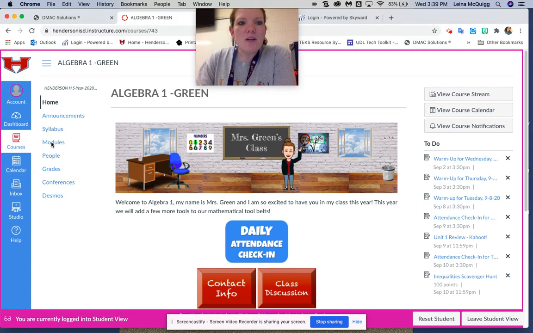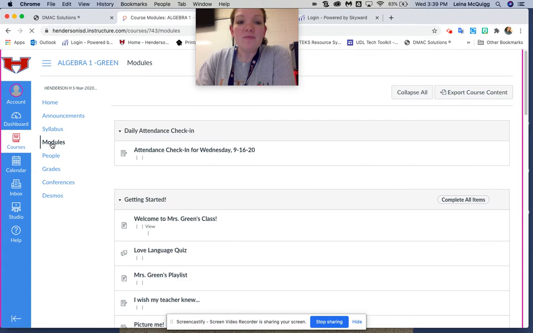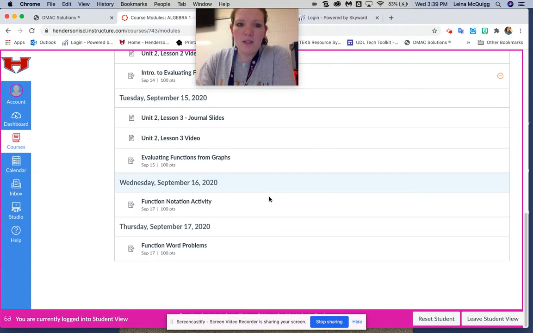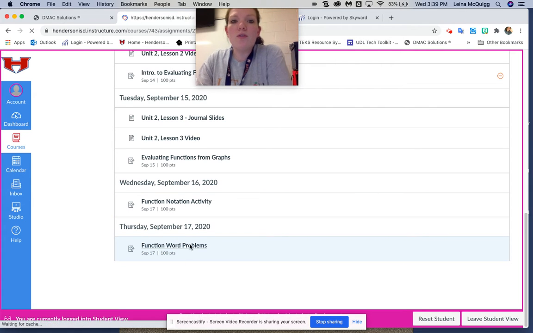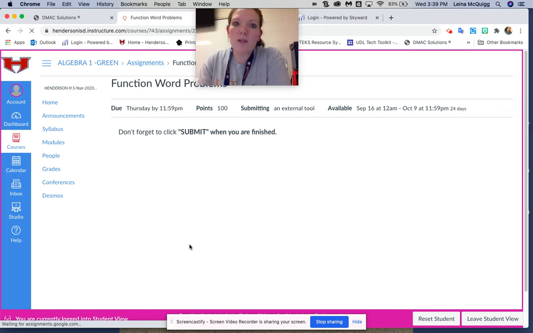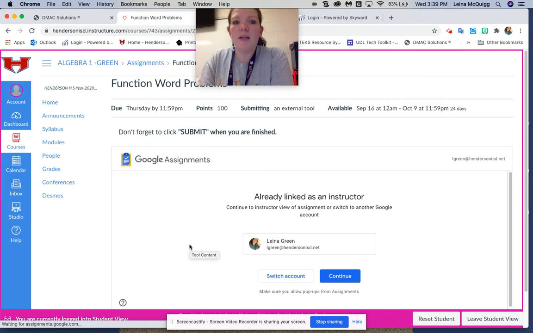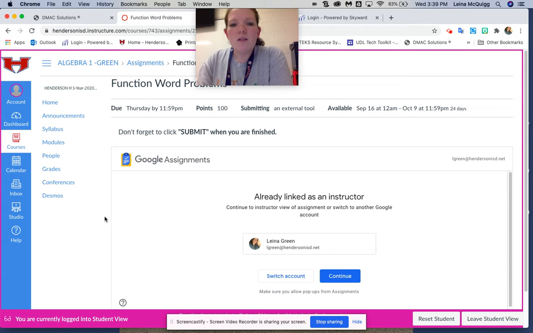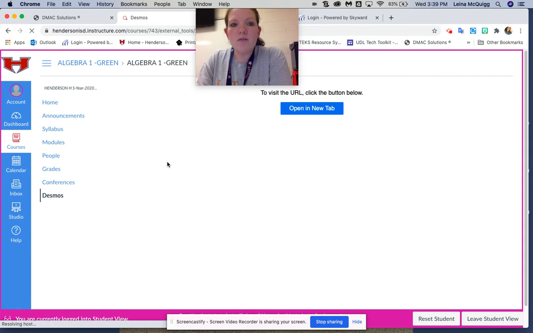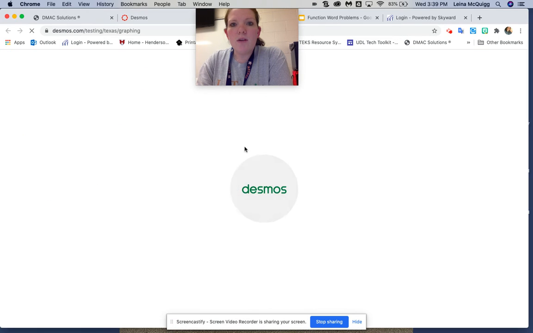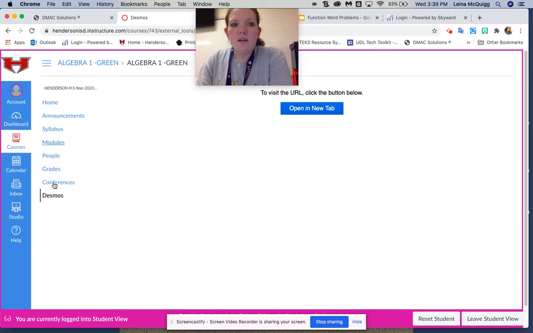So today you need to go to modules. We are doing function word problems. So we are going to look at functions from word problems. We're going to write some functions and use Desmos again. For those of you that haven't noticed, you could open Desmos over here on the side. You can click Desmos, open in a tab. So go ahead and do that first. Get that open, and then we can go to modules again.